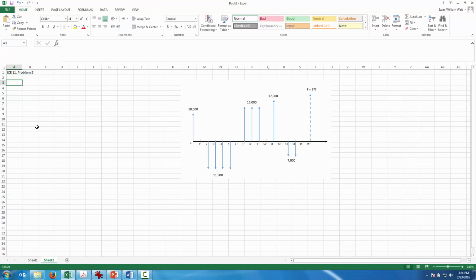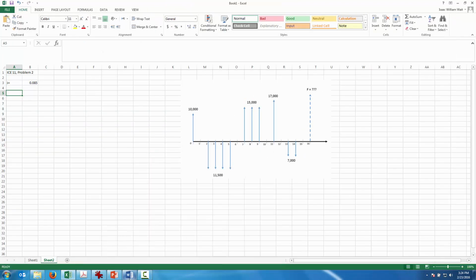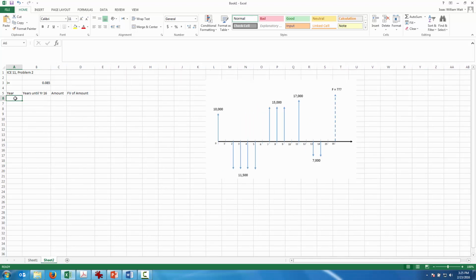All right, so here we have the interest rate, I, and in this problem it's stated that we should use 8.5%. And now the column titles that I've asked you to add are going to be year, years until year 16, amount, and future value. So year, years until year 16. And then the next one is amount and future value of amount. I'm going to make this column a little bit wider so I get the whole title. All right, so year 0, 1, 2, and so on. Drag this down so I can have it go through 16.